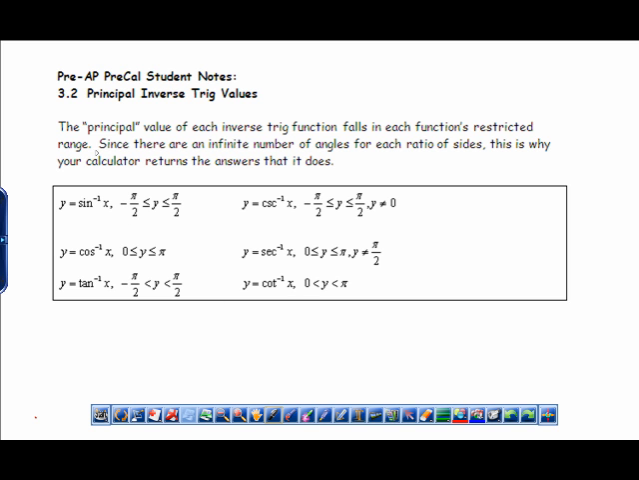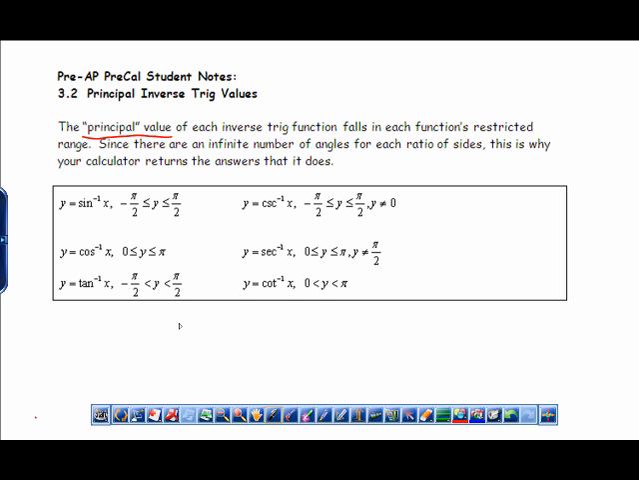So the principal value, when I use this word in this context, I'm talking about an inverse trig function, and it falls into that function's restricted range. So you have to follow the restricted range rules to find principal values.